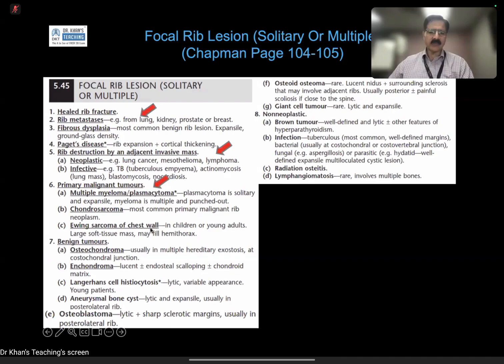Even sarcoma, etc. The age group is different. That is in young patients. So remember that.